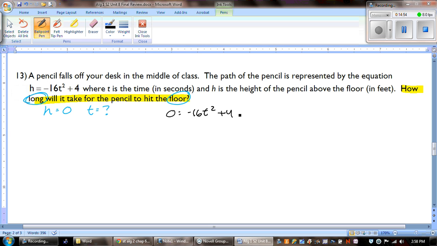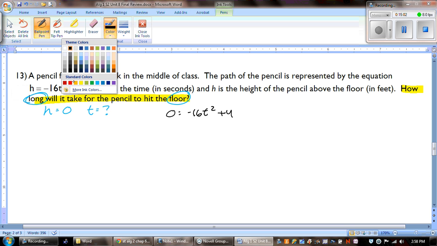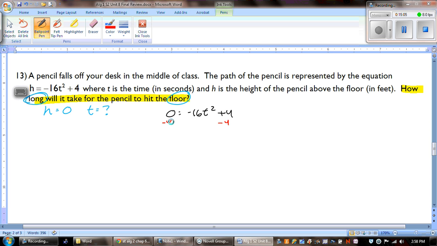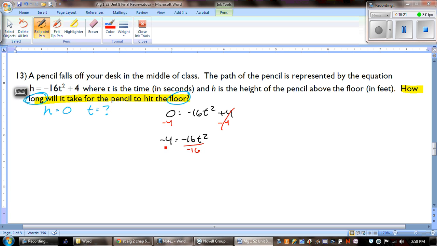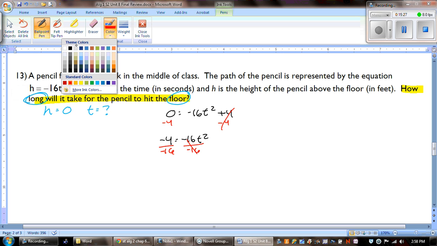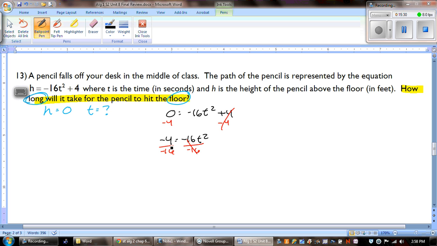How on earth do we solve this? Is there a linear term? No, there's no linear term, so we can use inverses. So I'm going to subtract the 4 from both sides, and we get -4 equals -16t squared. We have to divide both sides by -16. Now, when we get this, I'm going to write my answer as a fraction. It's going to be positive because it's a negative divided by negative, and 4 over 16 reduces to 1/4.